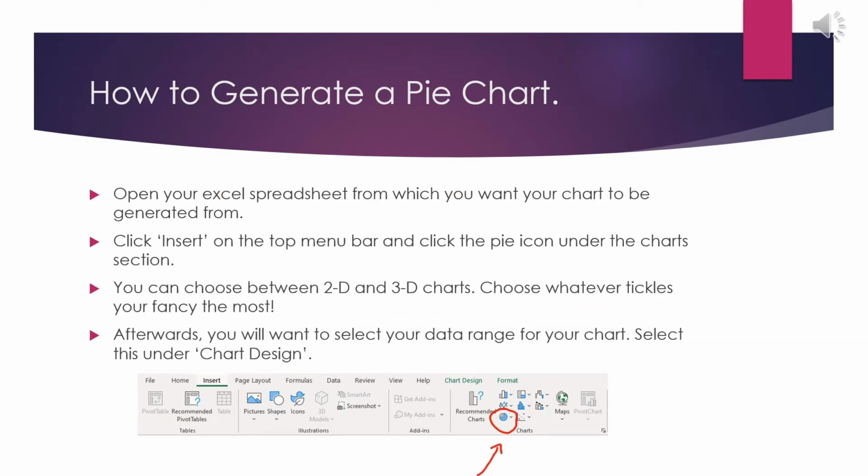How to generate a pie chart. Open your Excel spreadsheet from which you want your chart to be generated from. Click Insert on the top menu bar and click the pie icon under the Chart section.